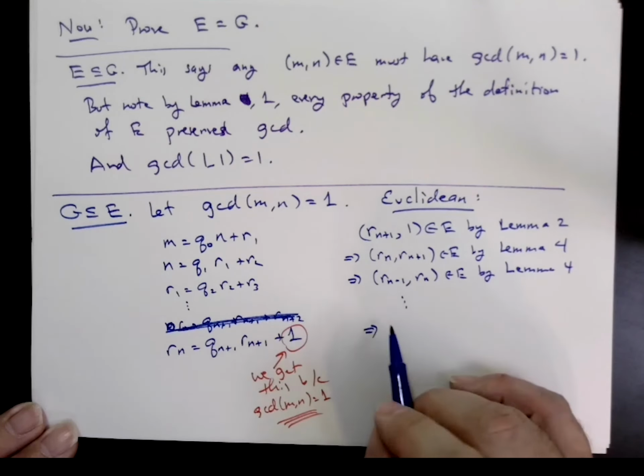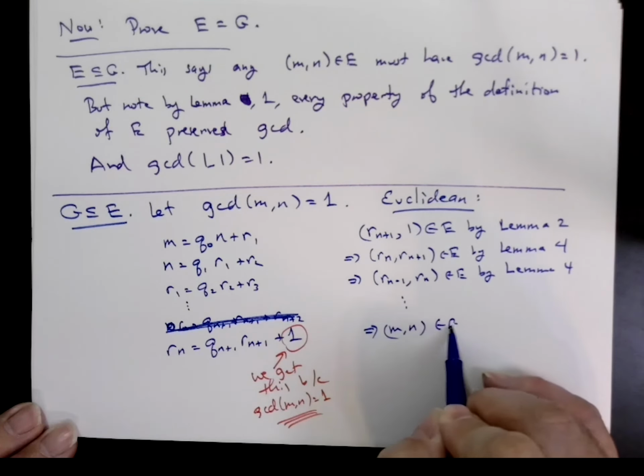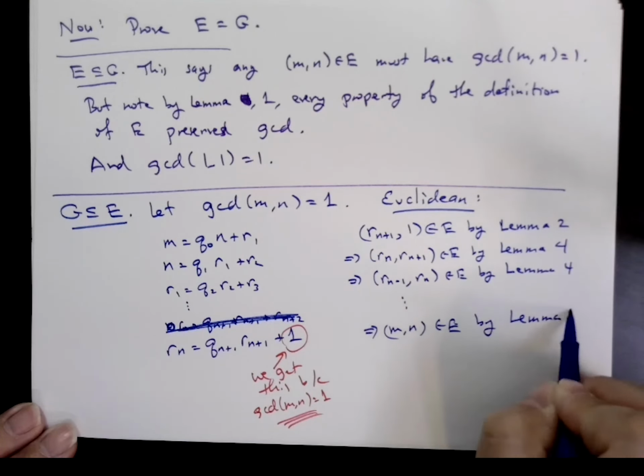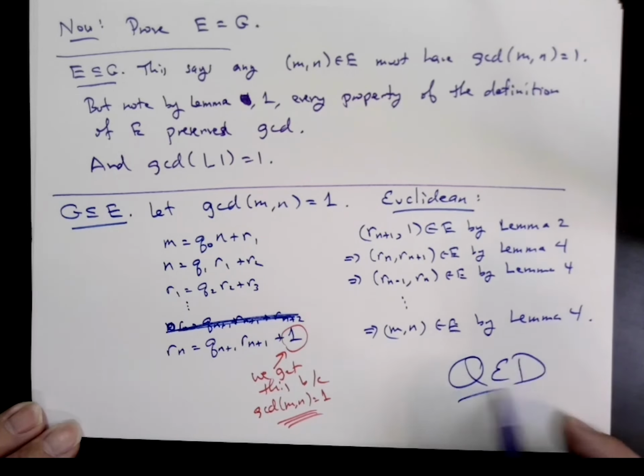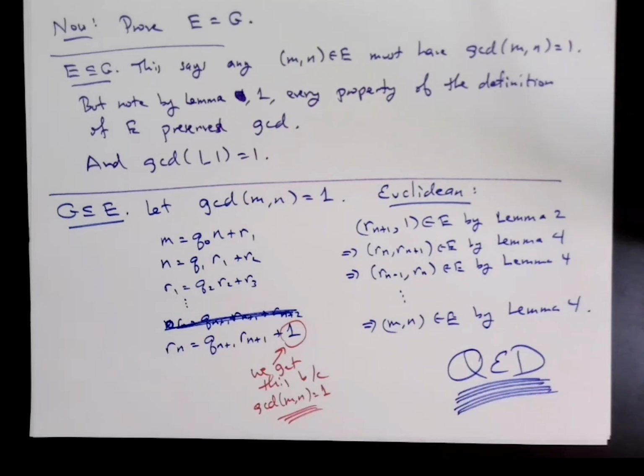Every time we go up one level, we apply lemma 3 and lemma 2, and it tells us that the pair we have at one level implies that the pair at the next level is also in E. Since this holds for any pair that eventually gives us a GCD of 1, we are done. Okay, that was a lot of work, and it's good to stop there.